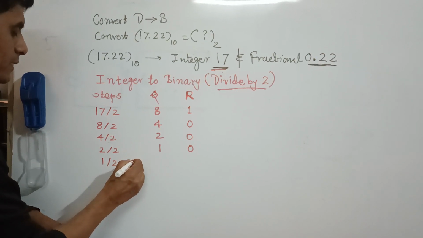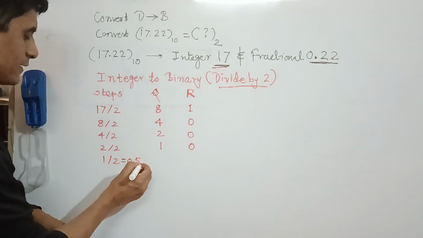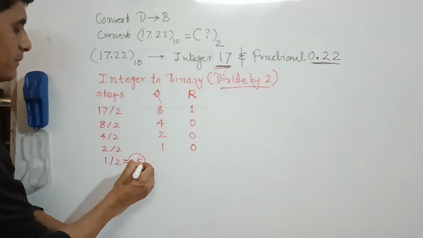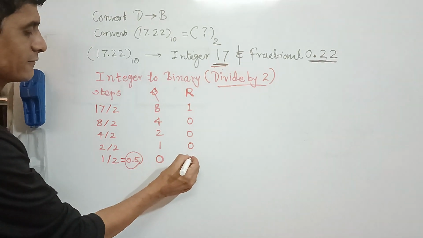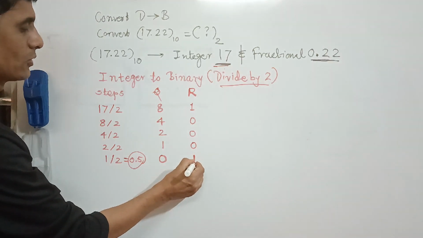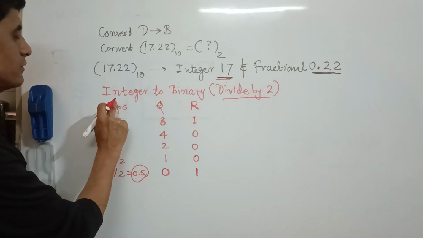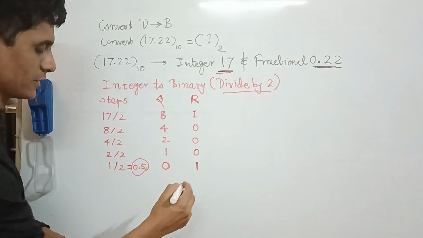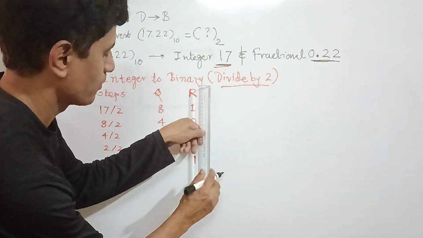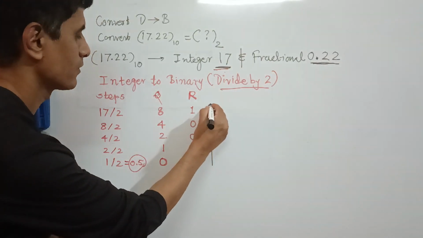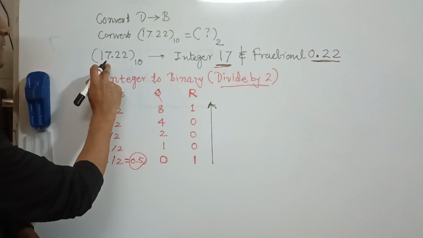For this case, if your answer is 0.5, dear student, my request is always to write quotient equal to 0 and remainder 1. Okay, and then stop your process. For conversion of integer to binary, dear student, always take from bottom to top.